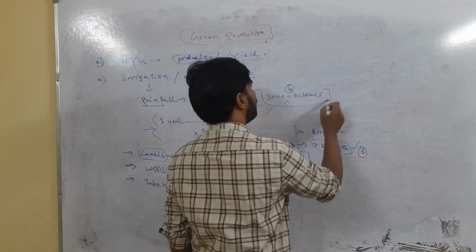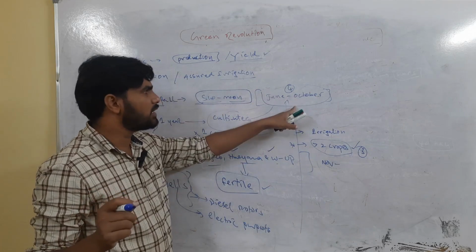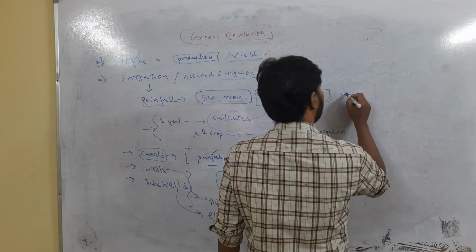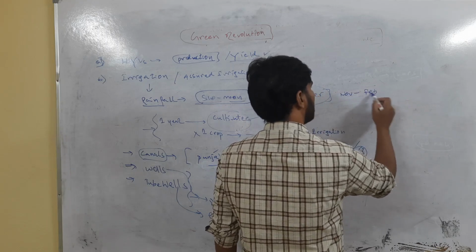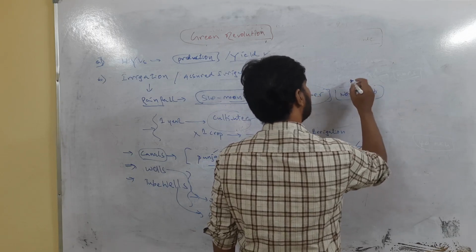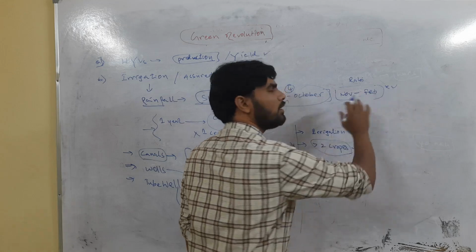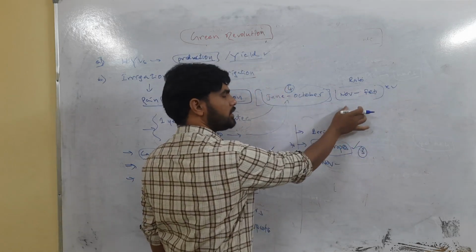So this season, June to October, as you know very well, is the Kharif season. The next season, November, December, January, February, is known as the Rabi season. This is very much suitable for wheat cultivation.